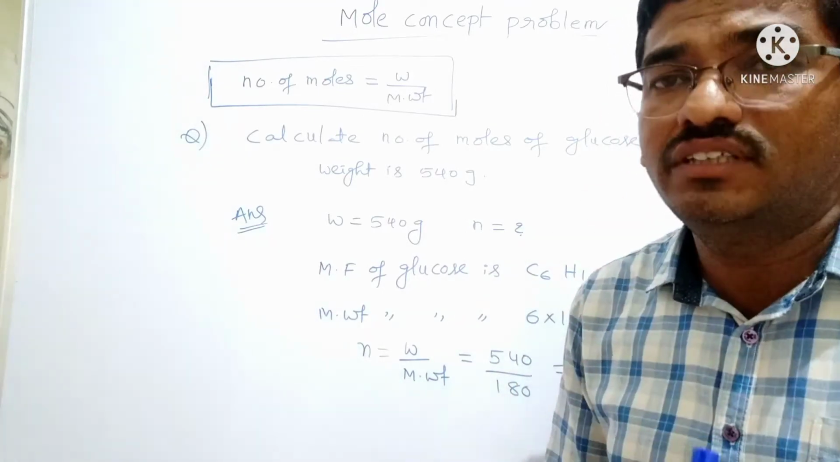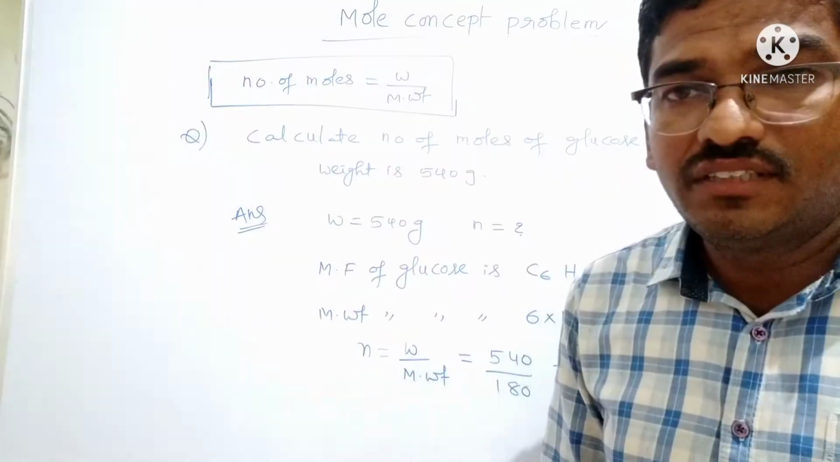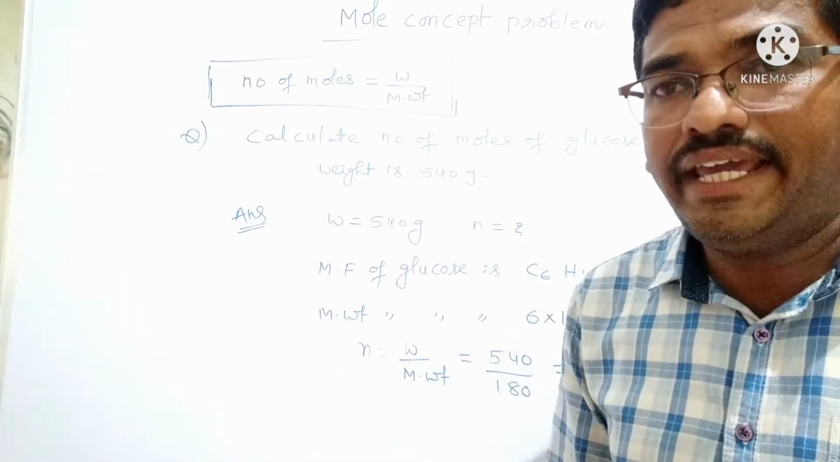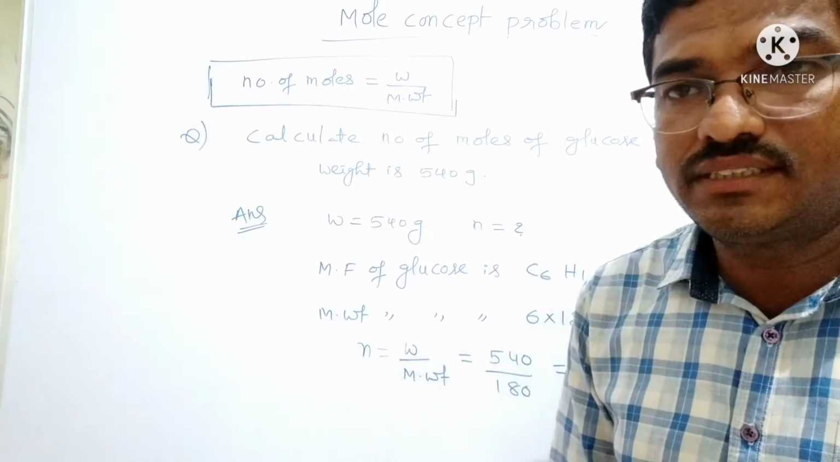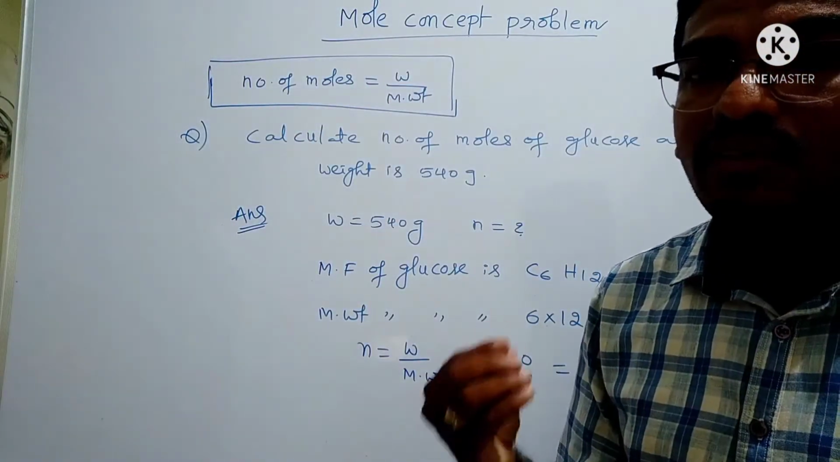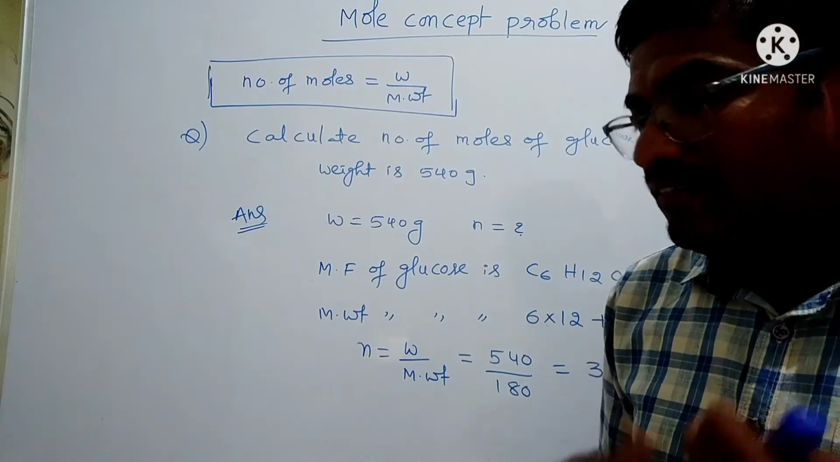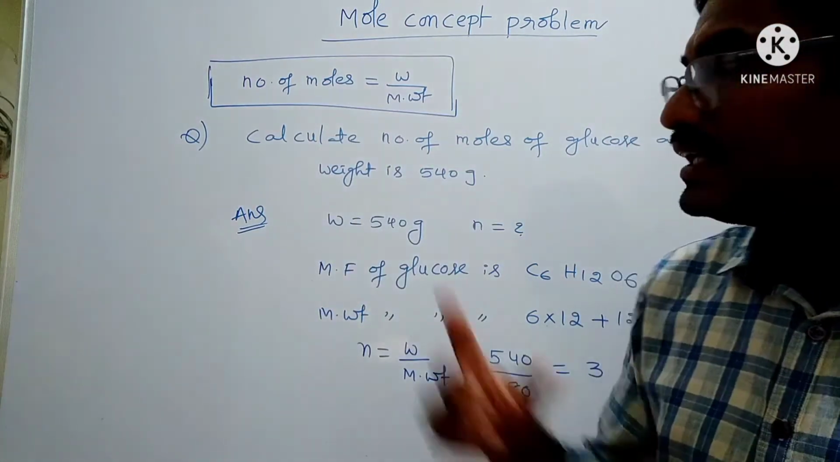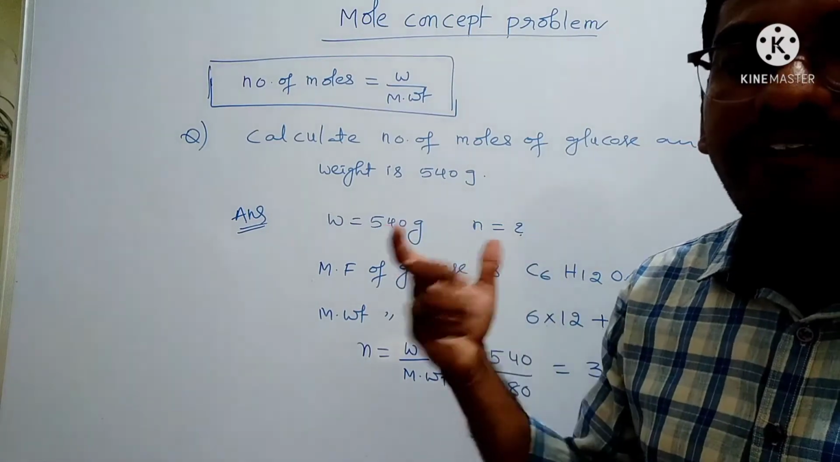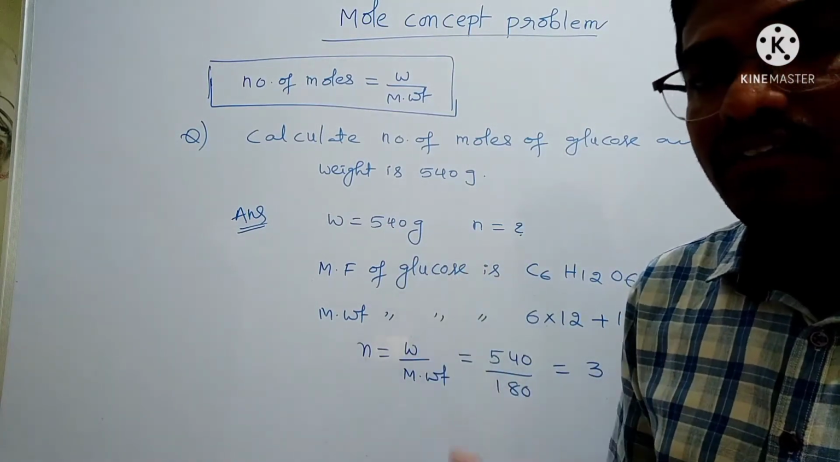In order to solve those problems, first you should know some formulas. One of the formulas is number of moles: number of moles is equal to weight by molecular weight. They will ask you problems like this: calculate the number of moles of glucose whose weight is 540 grams.